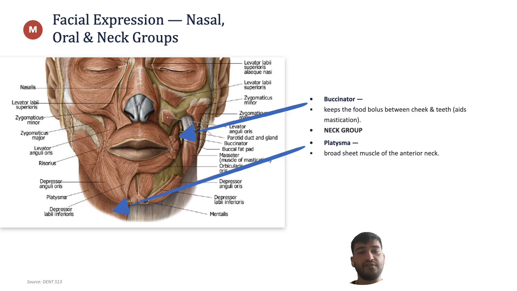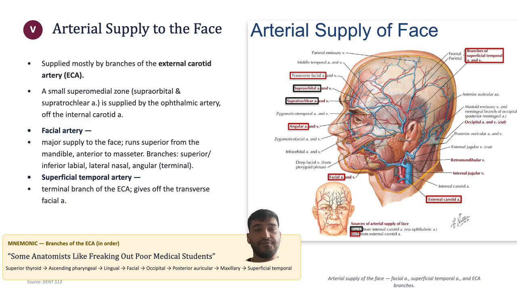And then we have the neck group. For that, we just have the shaving muscle, which we call the platysma. And then we come to everybody's favorite part, which is the arteries. Always confusing, and I have a good diagram afterwards.